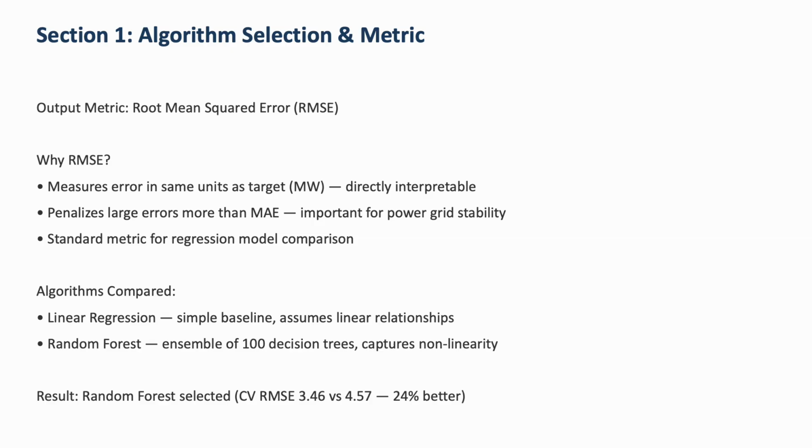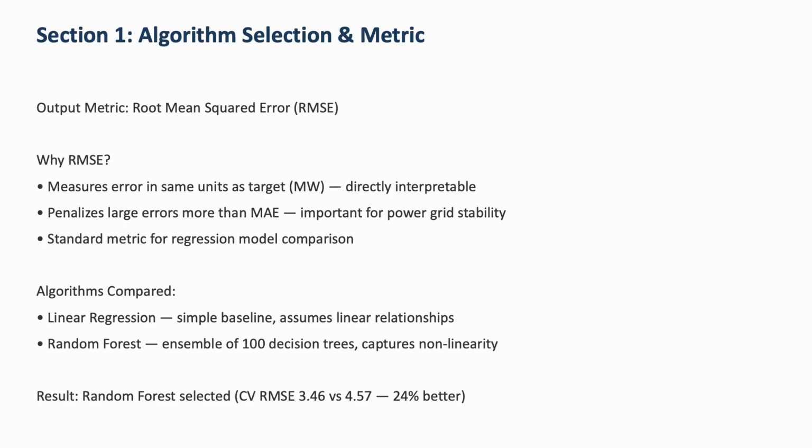First, I choose RMSE as my evaluation metric. RMSE tells us the average prediction error in megawatts. So if our RMSE is 3, we are off by about 3 megawatts on average. I choose RMSE over MAE because RMSE penalizes large errors more heavily, and in a power plant context, a big prediction miss could affect grid stability, so we want to minimize those.